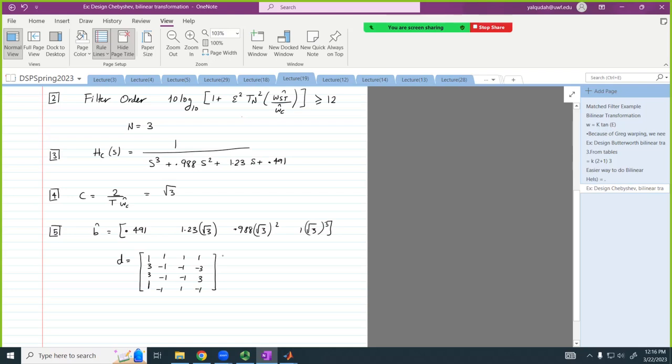Isn't that Q, not D? Which one? Yeah, I'm just going to do the multiplication.